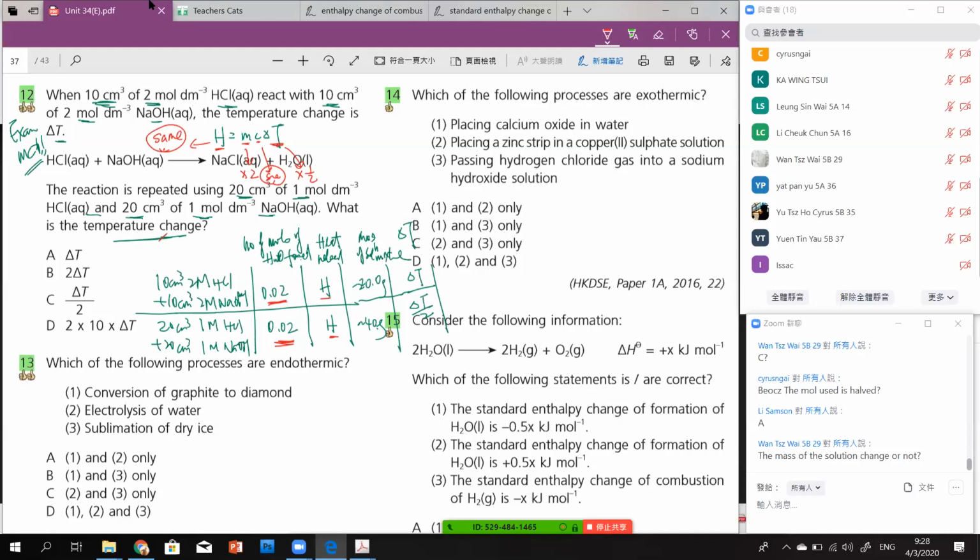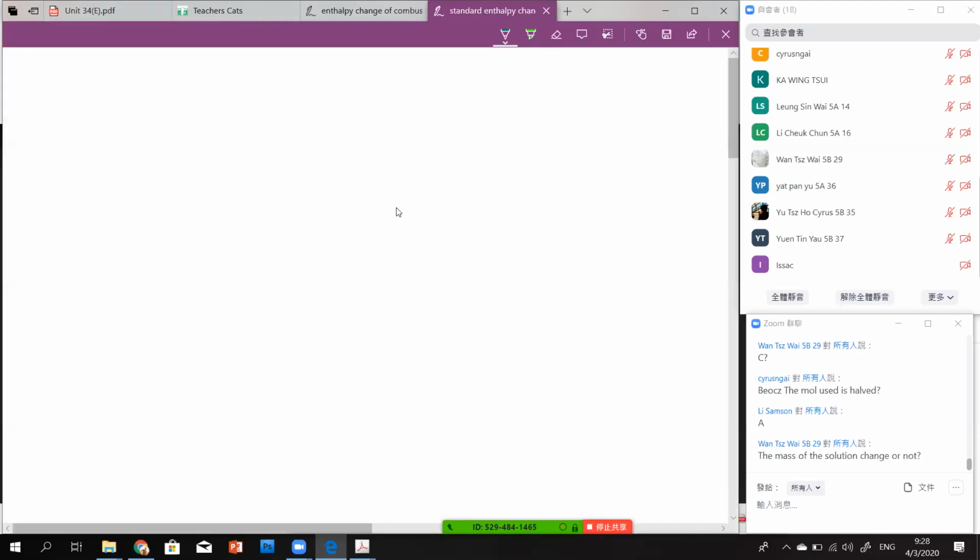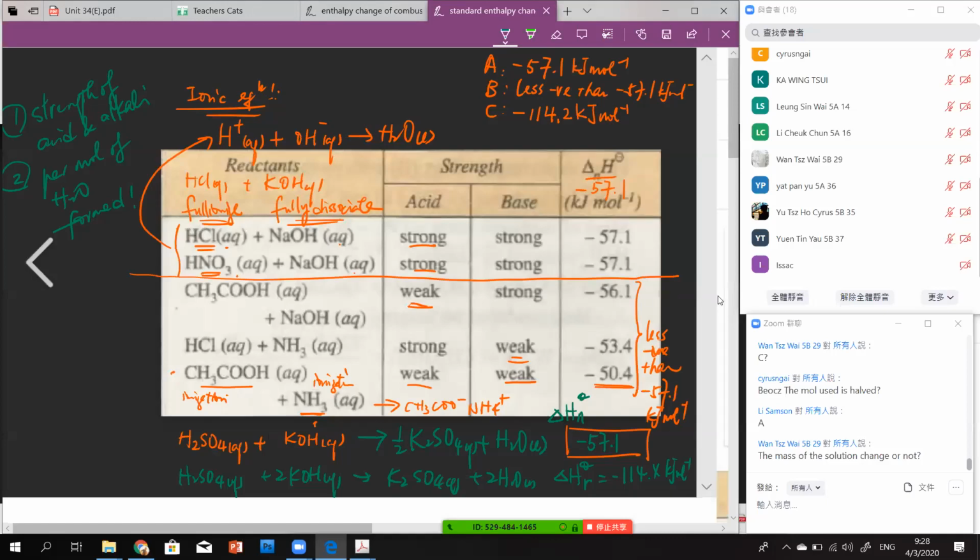Now, what did I say this morning? Not much. We just tell something more about the cases on the delta H of neutralization. I give you this diagram for further analysis. I would like to talk to you about the different scenarios, different combinations of acids with alkali. They will give you different types of delta H of neutralization.